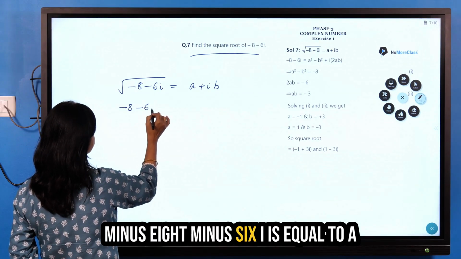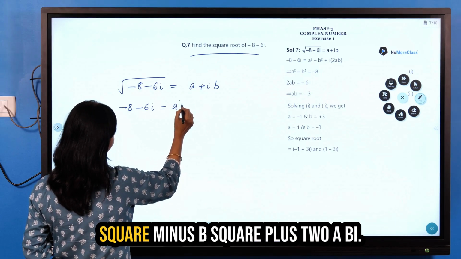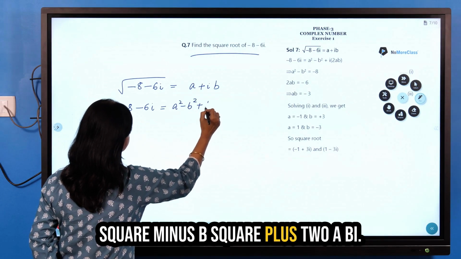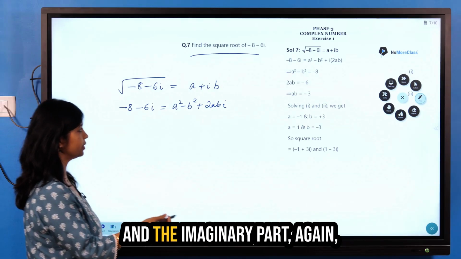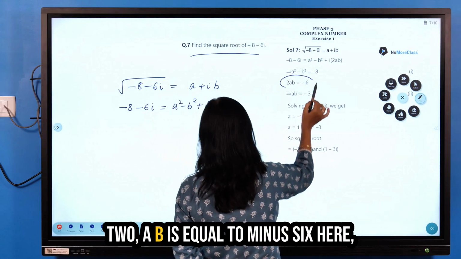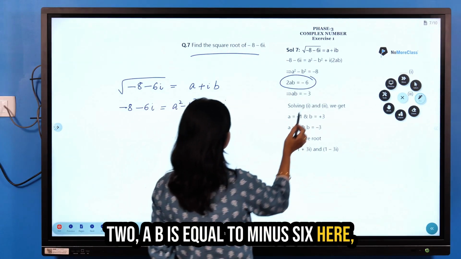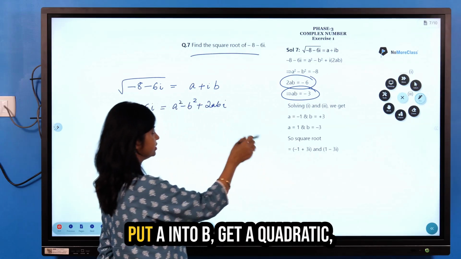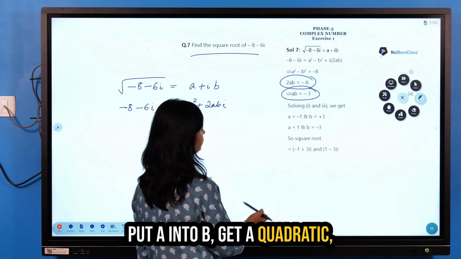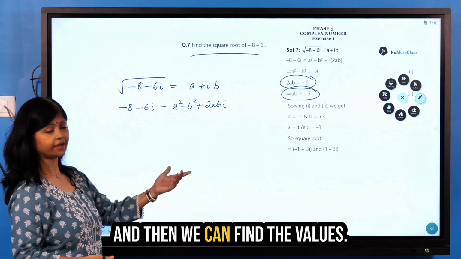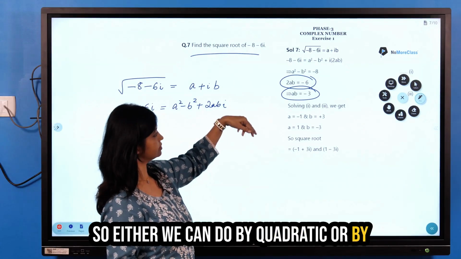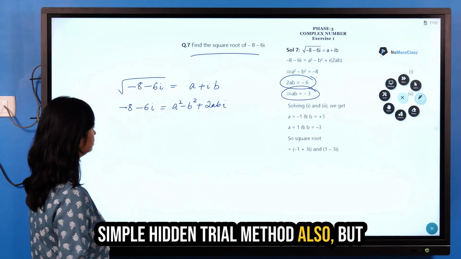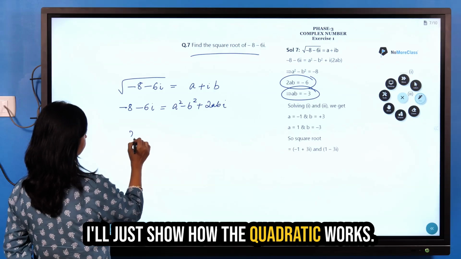-8 minus 6i is equal to a square minus b square plus 2abi. Now, if we compare the real part and the imaginary part, 2ab is equal to -6, so ab is equal to -3. Put a into b, get a quadratic, and then we can find the values. We can do it by quadratic or by the simple hit and trial method also, but I'll show how the quadratic works.